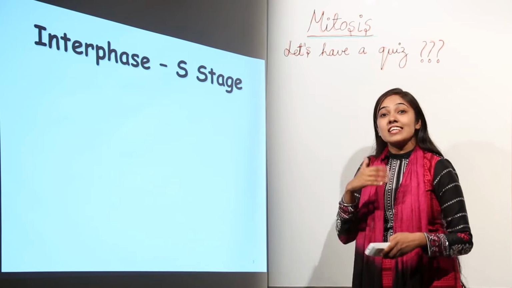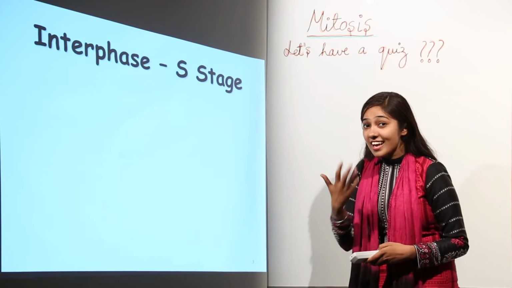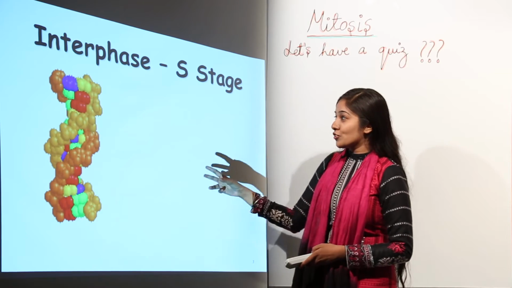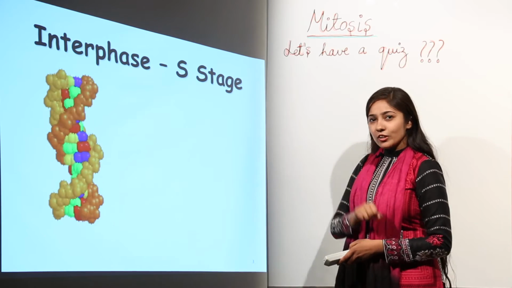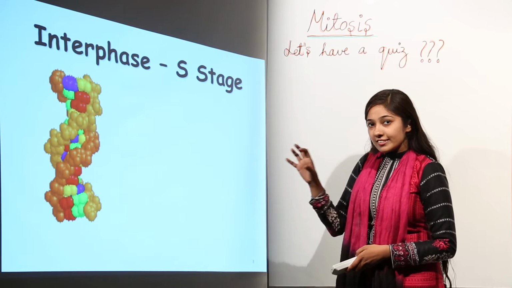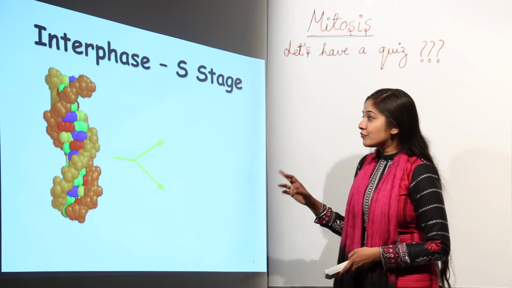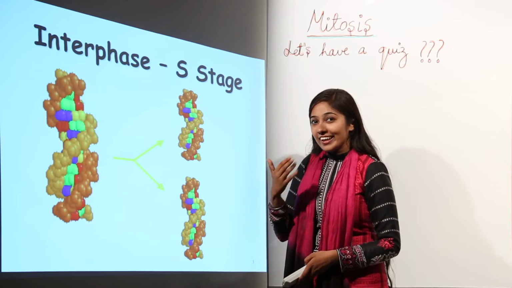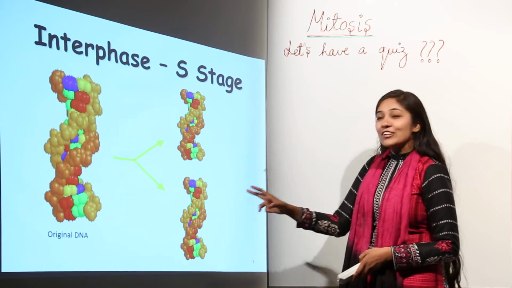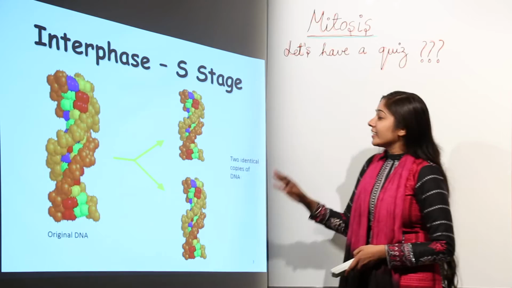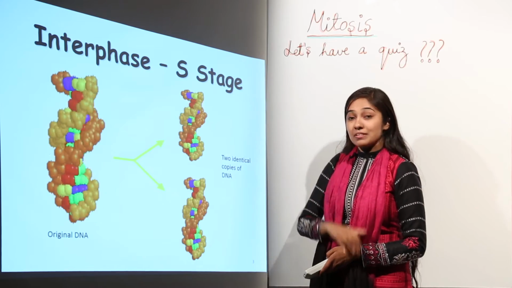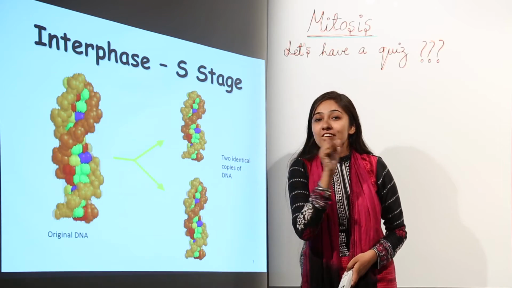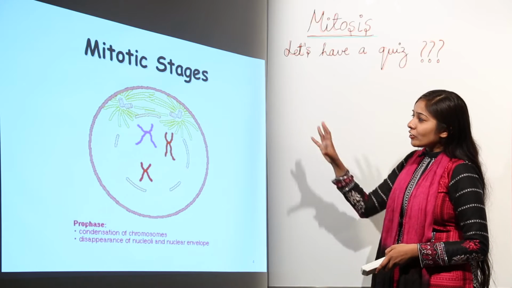That S stage is the synthesis stage. So what is synthesized? Can you recall? What is synthesized? This molecule. Can you tell me which molecule is this? Okay, when this is synthesized, what happens? We have 2 identical copies of this molecule, right? So again the question is, what is this molecule? This is original DNA, and then we have 2 identical copies of DNA. Means the DNA is replicated now during which stage? S stage of interphase.